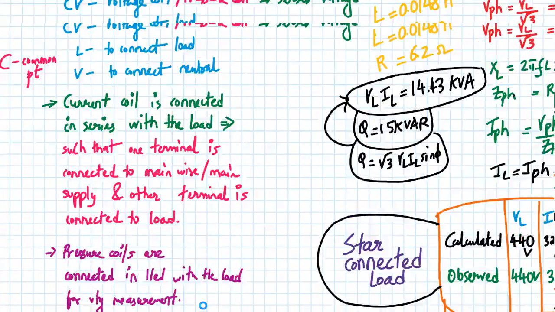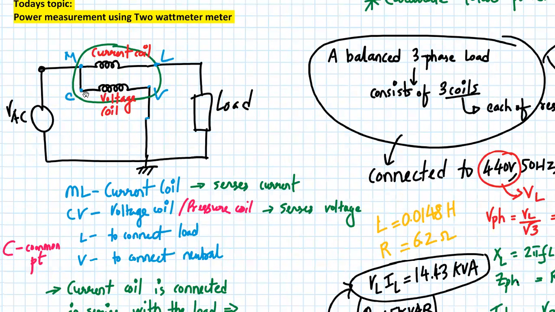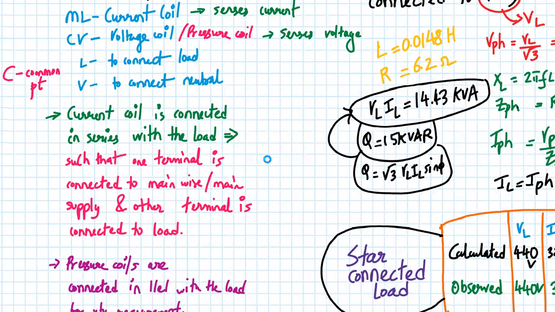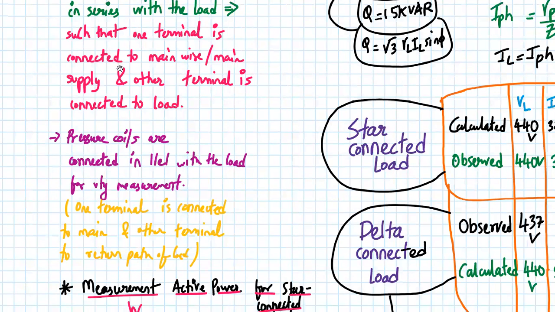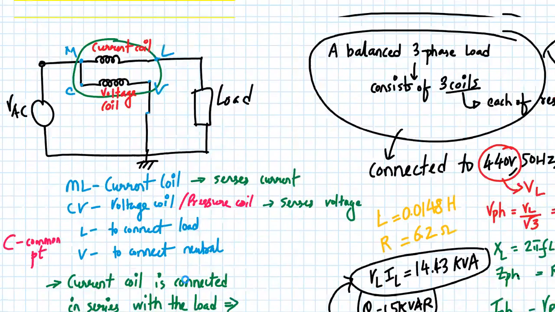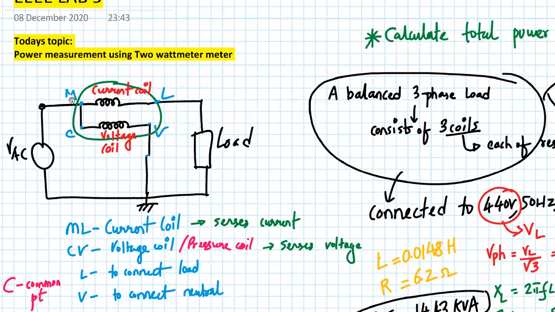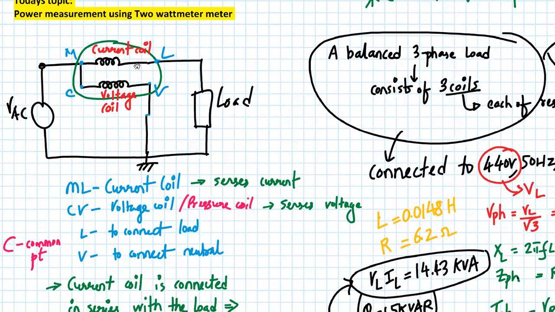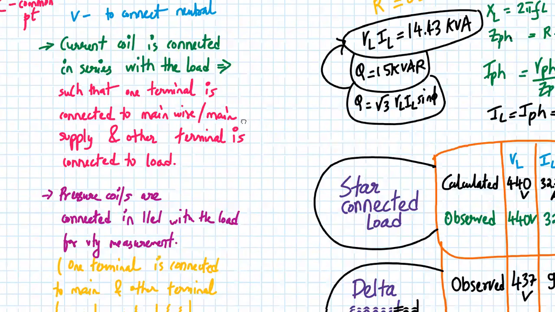Now, this is my pressure coil or voltage coil. Pressure coils or voltage coils are connected in parallel with the load. One terminal is connected to the mains, over here C and M, and the other terminal is connected to the load, which is the return part, the neutral basically. So that's how a wattmeter's internals will look. Let's check it out further.